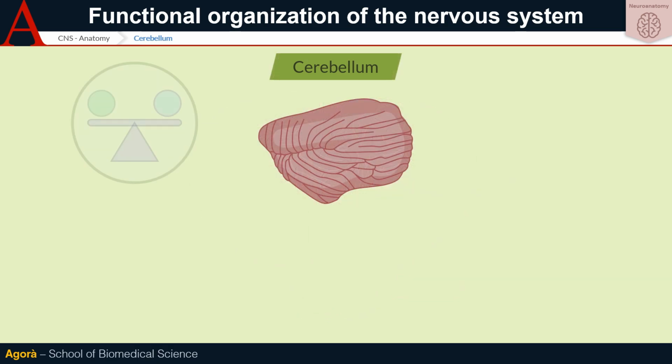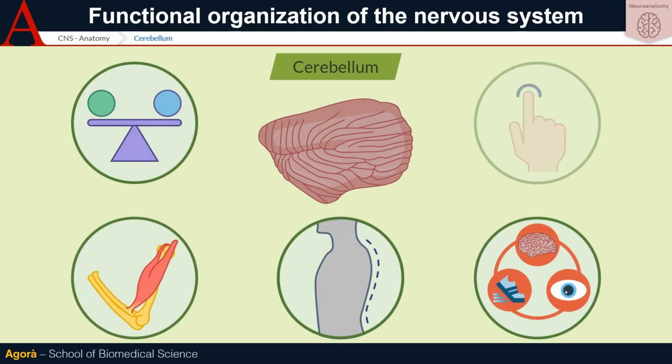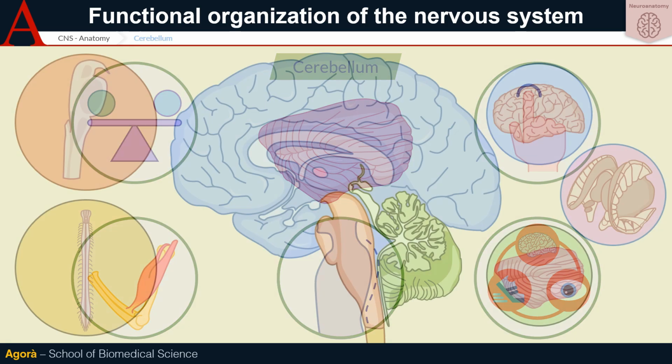The cerebellum has different functions, including controlling body balance, regulating muscle tone, controlling posture, and facilitating coordination. Additionally, it receives proprioceptive and tactile information, allowing it to monitor the outcomes of bodily movements.